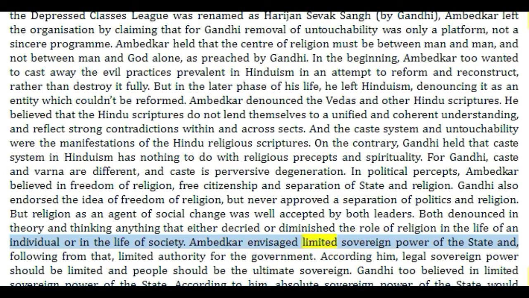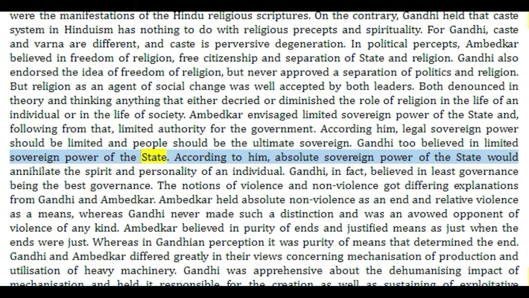Ambedkar envisaged limited sovereign power of the state and, following from that, limited authority for the government. According to him, legal sovereign power should be limited and people should be the ultimate sovereign. Gandhi too believed in limited sovereign power of the state. According to him, absolute sovereign power of the state would annihilate the spirit and personality of an individual. Gandhi, in fact, believed in least governance being the best governance.